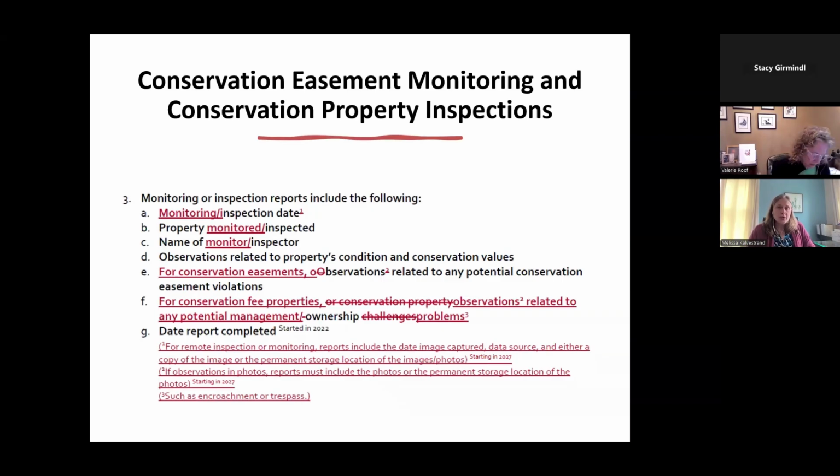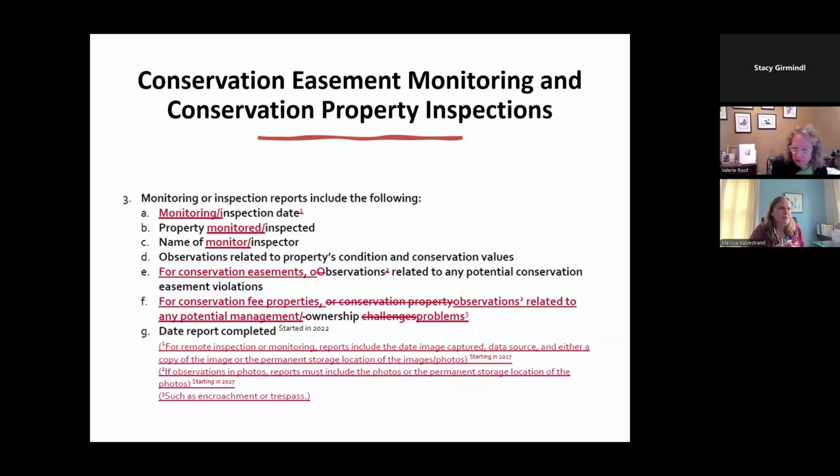So there are two clarifications into what is required in a monitoring and inspection report. Now it is really trying to be clear about what additional information is essential to document when it is a remote inspection or monitoring event, because we want to increase the likelihood that the reports are going to be admissible as evidence in court under those business record rules.